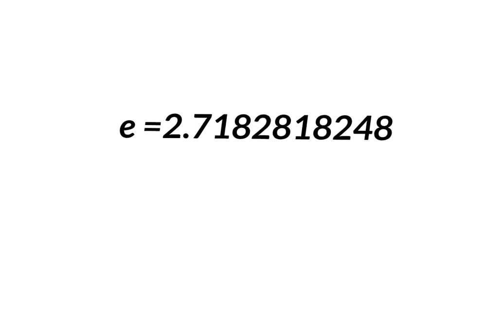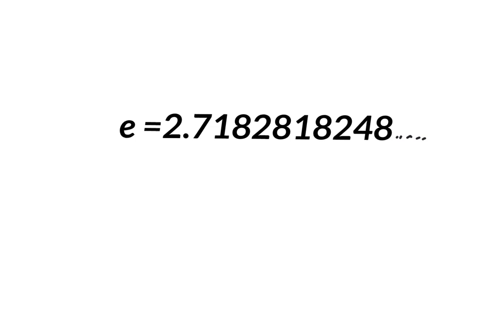Now, when I say irrational, irrational numbers are numbers that never stop. They never terminate. They keep on going forever and ever. The decimal part never repeats either. There's no repeating pattern. e is 2.71828182848, and it keeps on going and going forever. So that's the value of e.